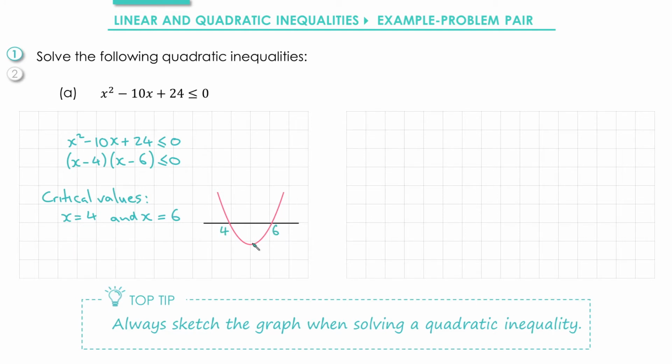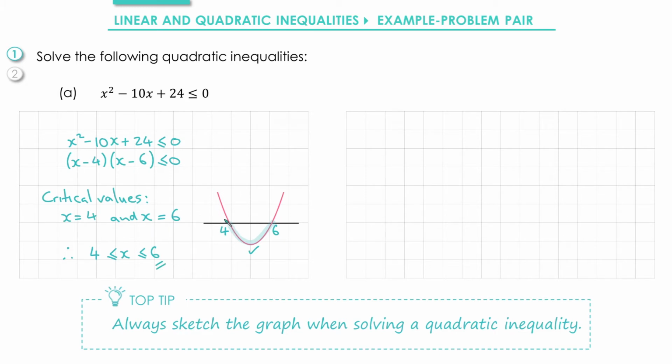Now that I've got this sketch, I'm going to have a look when is the quadratic less than 0. On the graph, that's represented by the part of the graph that is below the x-axis. So this is the region that I want for my answer. So the region where this quadratic is less than 0 is anything in between 4 and 6. So our final answer is 4 is less than or equal to x is less than or equal to 6.